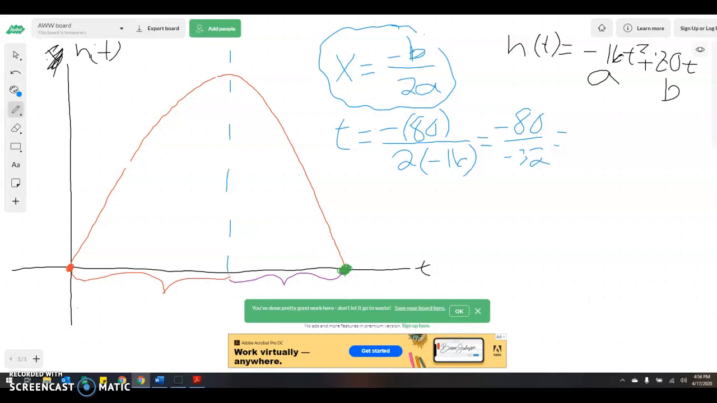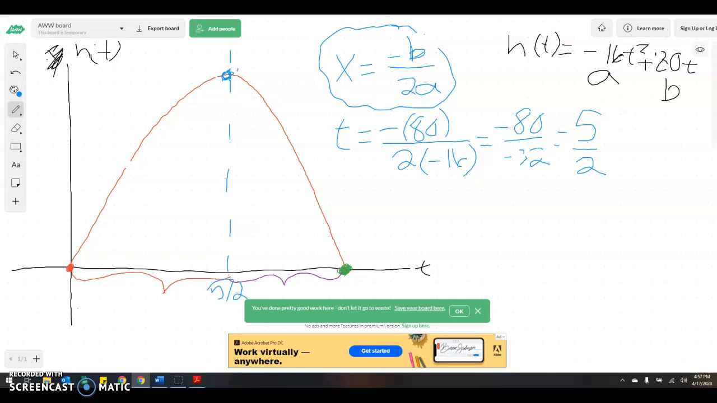A negative divided by a negative is always a positive, which is a good thing because time can never be negative. And if you put this into your calculator, what you're going to see is it reduces down to 5 over 2, which means it takes about 2.5 seconds. Let me write it as 5 over 2. It's going to take 2.5 seconds from the time the firework is shot into the air until it gets to this point right here, its maximum point at the axis of symmetry.